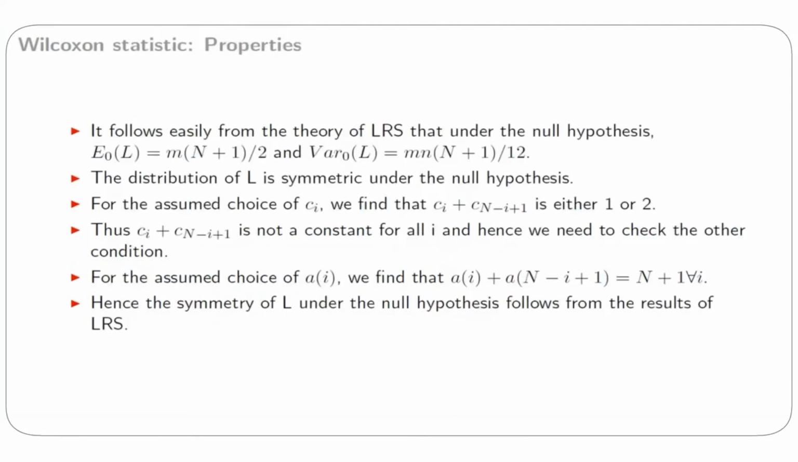Now, we can enumerate the properties of the Wilcoxon statistic. It is very easy to observe from the theory of linear rank statistic that under the null hypothesis, expected value of L under H0 is nothing but m times capital N plus 1 divided by 2, and variance of L under H0 comes out as Mn multiplied by capital N plus 1 divided by 12. The distribution of L is symmetric under the null hypothesis. For the assumed choice of Ci, we find that Ci plus C n minus i plus 1 is either 1 or 2. Thus, it is not a constant for all i, and hence we need to check the other condition. For the assumed choice of Ai, we find that Ai plus A n minus i plus 1 is nothing but capital N plus 1 for every i, and hence the symmetry of L under the null hypothesis follows from the results of linear rank statistic.